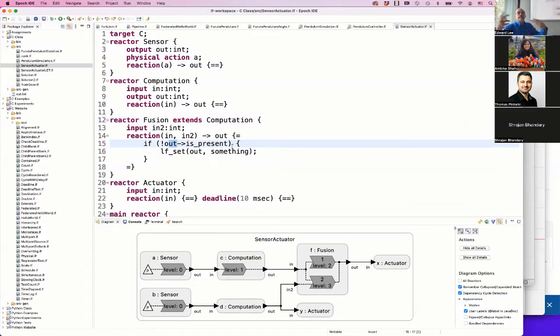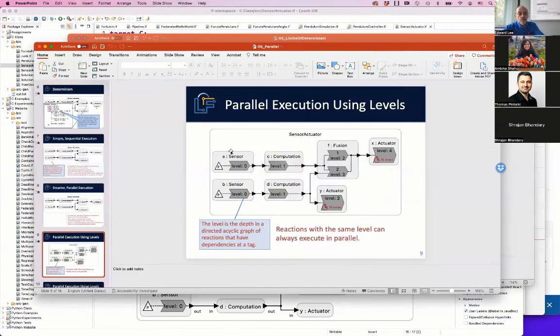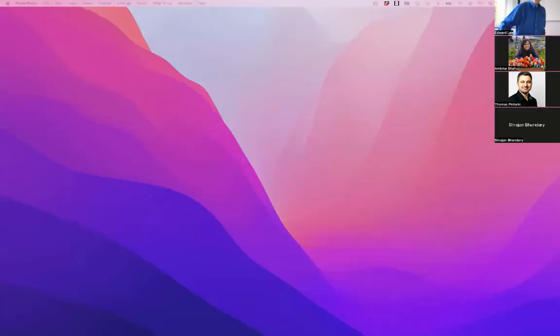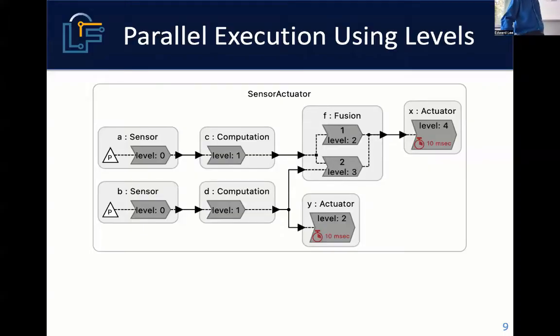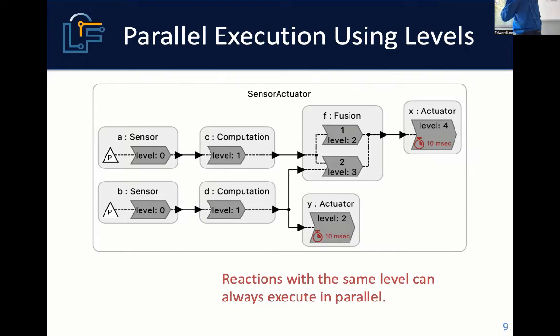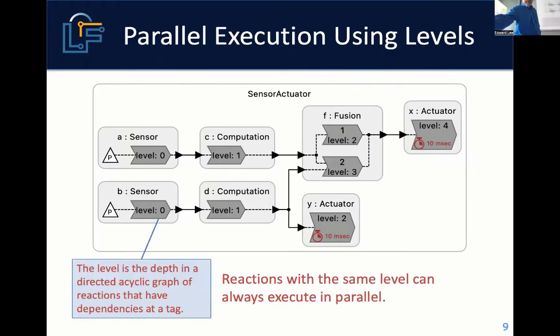So that subclassing behavior is actually quite powerful and pretty useful for building more modular Lingua Franca programs. Interestingly, it's not yet supported by all the target languages. The C++ and the Rust implementations don't support subclassing yet. It's in progress.